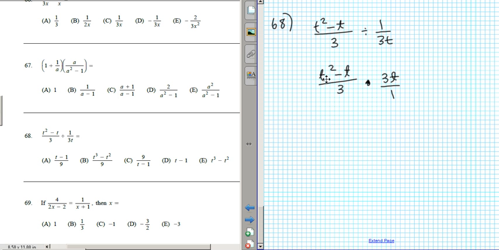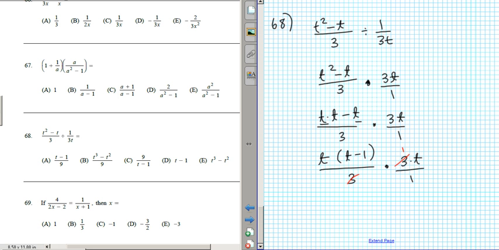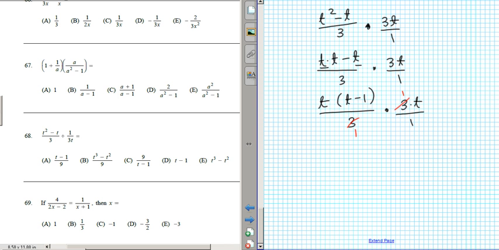Can we factor this out? This top here is t times t minus t over 3 times 3t over 1. Can I factor out t from here? There's a t and a t that are common, so I can factor that out: t times t minus 1 over 3 times 3t over 1. Any factors? Yes, there's a 3 here and a 3 here, so they cancel. Then when you multiply the top, you have t times t minus 1 times t.